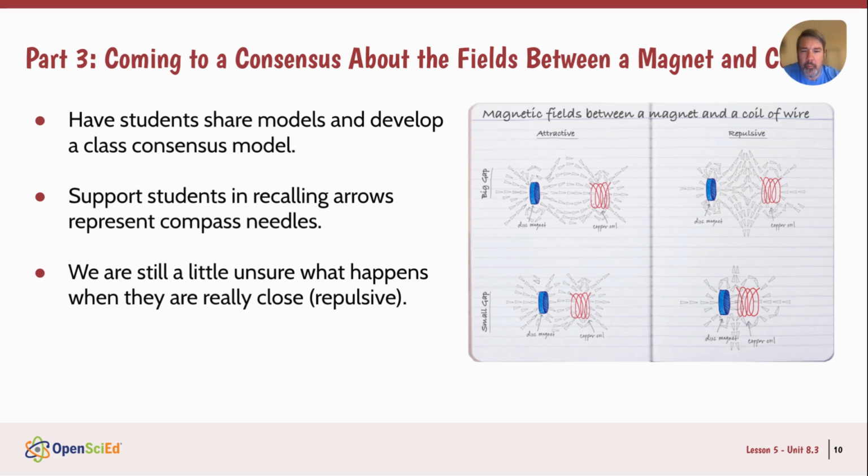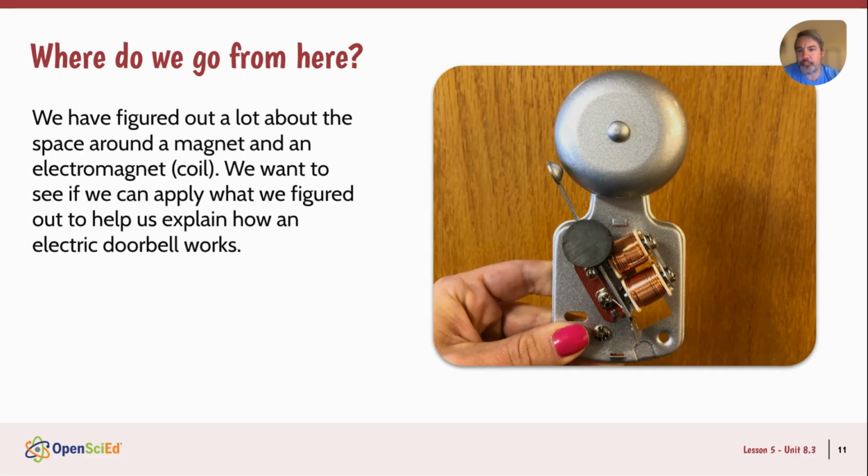So we just want to remind them that what we're drawing is a representation of what you would see a compass do if you put it in that spot. Students are going to be really unsure as to what happens when things are super, super close when they're repelling. It's really hard to tell in the simulation, and that's okay. You're going to do your best to draw what is happening, but it's totally okay if it's a little bit messy in that area.